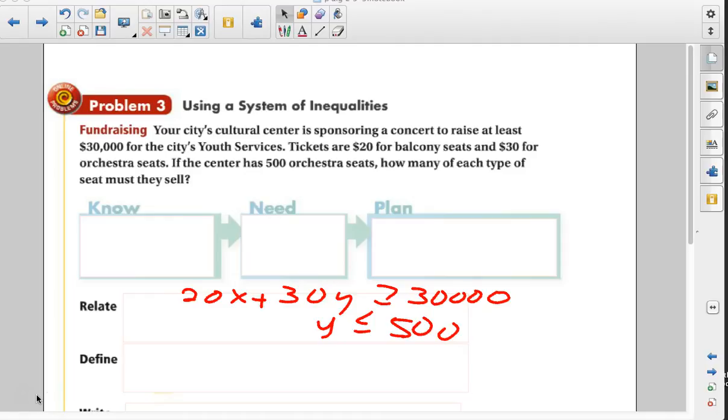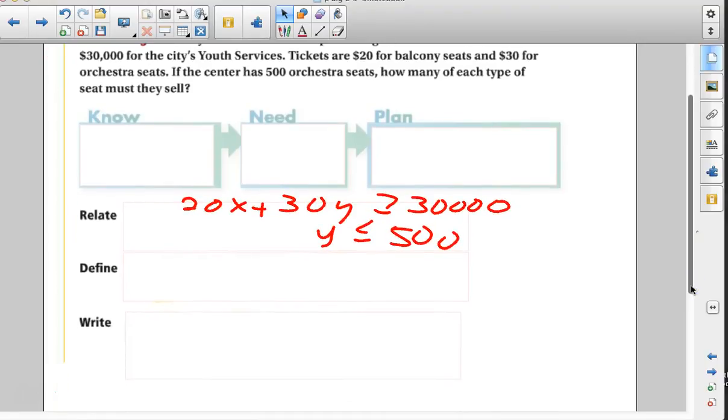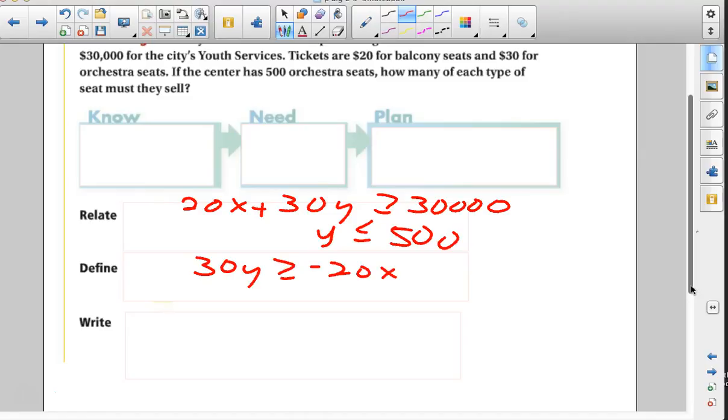But what this does is it allows us to change the equals to greater than or equal to, less than or equal to. But like we encountered before, whatever we're going to put in our calculator has to be y equals. So we do have to do a little math to get it into that form. So the top one here is not solved for y, it's not ready to go. So we would say I am going to subtract 20x from both sides. And then I'm going to divide everything by 30.